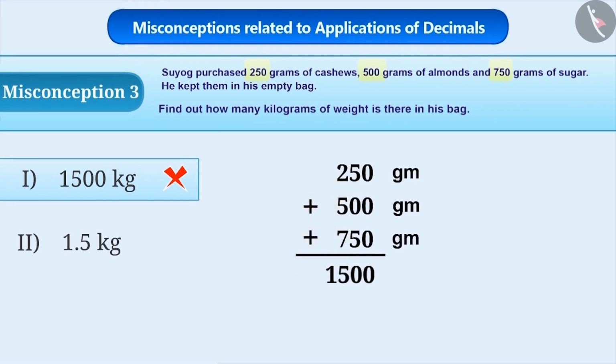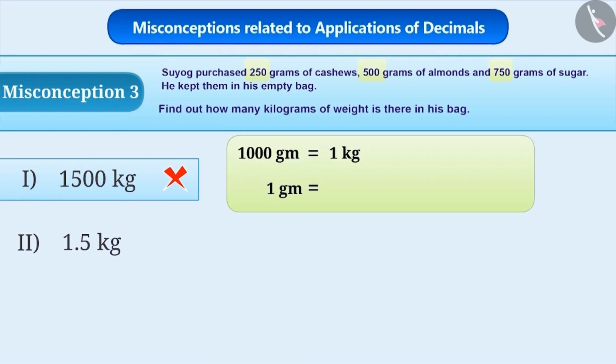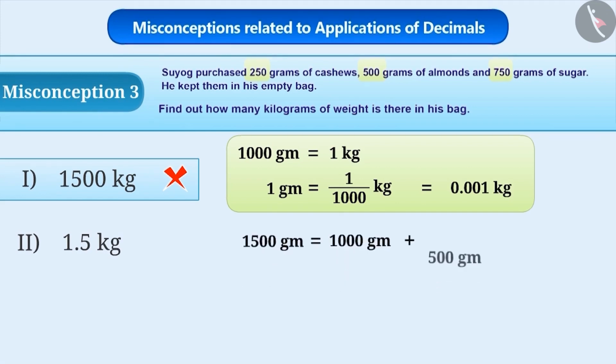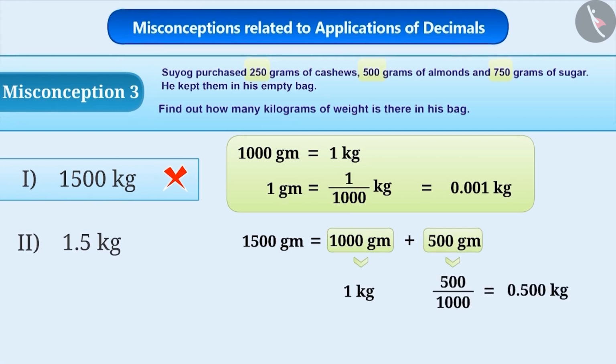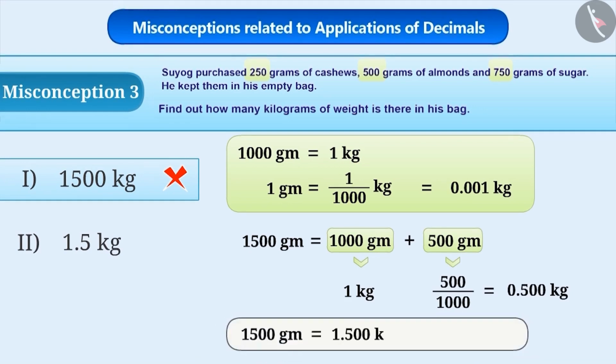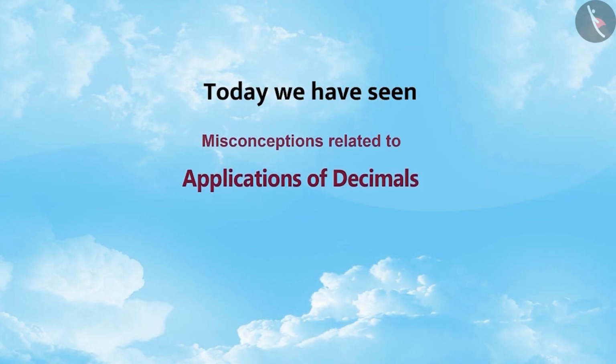The result is asked to be expressed in kilograms. The sum of these numbers is 1500 grams. You must be knowing that 1000 grams equals 1 kilogram. So 1 gram is equal to 1 by 1000 kilograms. That means 1 gram is equal to 0.001 kilograms. Now 1500 grams equals 1000 grams plus 500 grams. 1000 grams equals 1 kilogram. Similarly, 500 grams equals 500 by 1000 equals 0.5 kilograms. Therefore, 1500 grams equals 1.5 kilograms. The correct answer is option 2. Today, we have seen misconceptions related to the applications of decimals.